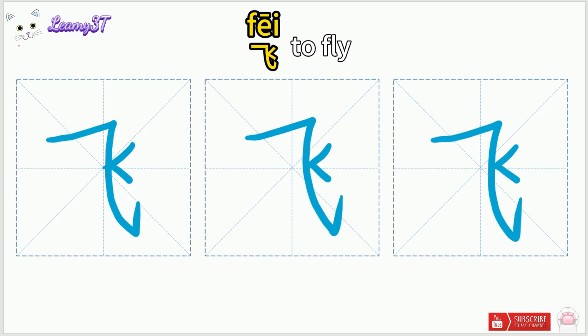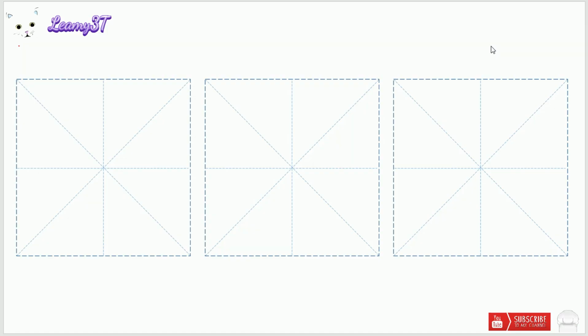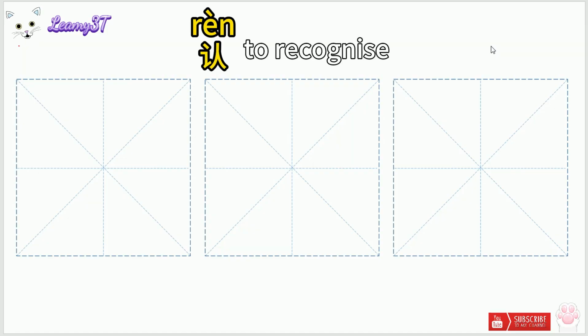This word is 飞, meaning to fly. The last word we'll write is 认, meaning to recognize.